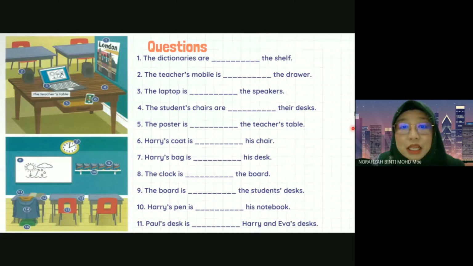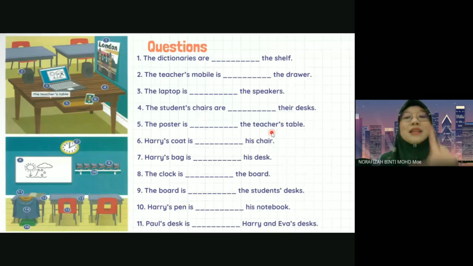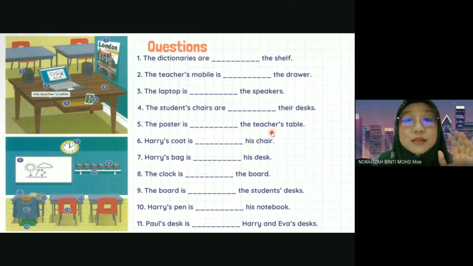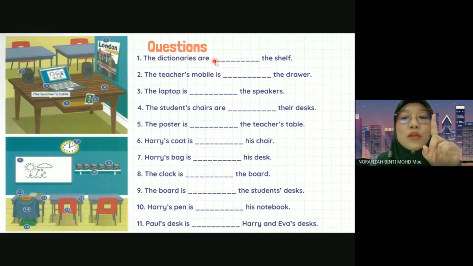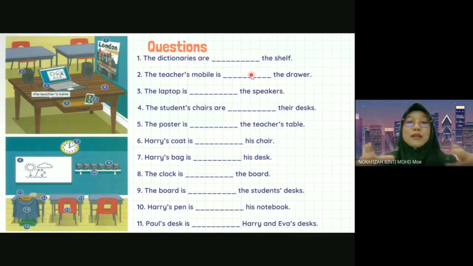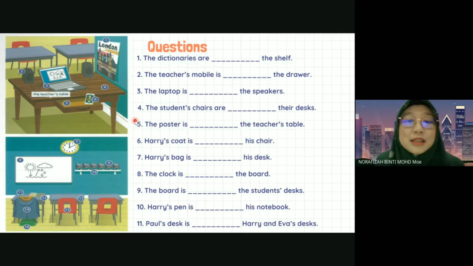Buat ayat macam ni. Write sentences like this. Teacher nak 5 ayat je. So cara buat dia, listen carefully. Nanti awak tak reti nak tulis. Okay, mula-mula buat nama benda tu, objek. Kalau benda tu satu, awak guna is. Kalau benda tu more than one, guna are. Lepas tu, guna preposition yang sesuai. Kedudukan, yang menunjukkan kedudukan yang sesuai tadi. Lepas tu lagi satu, benda yang lain. Okay, contoh macam inilah. The dictionaries are on the shelf.